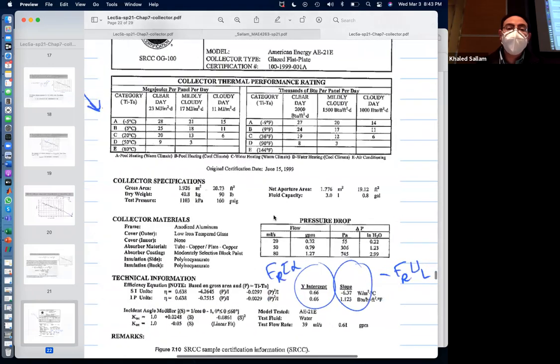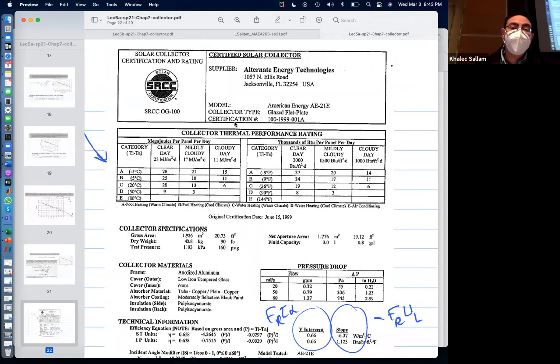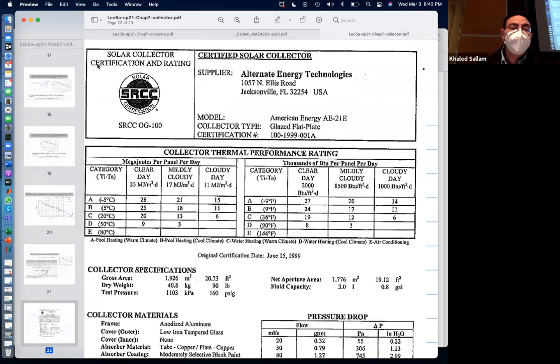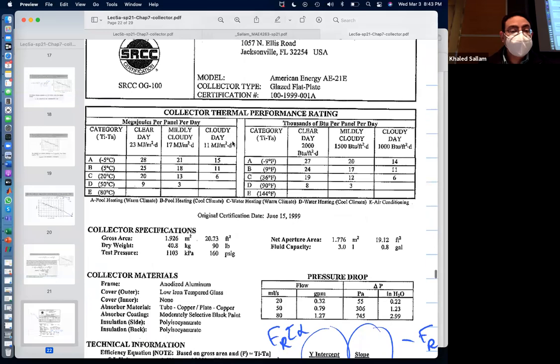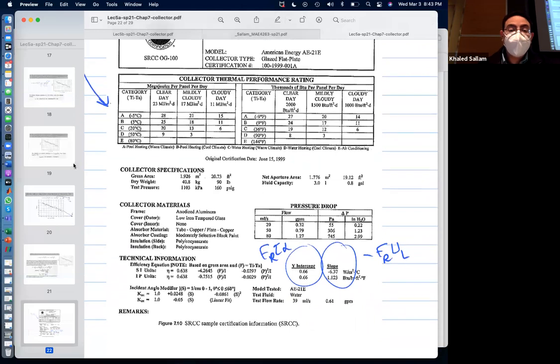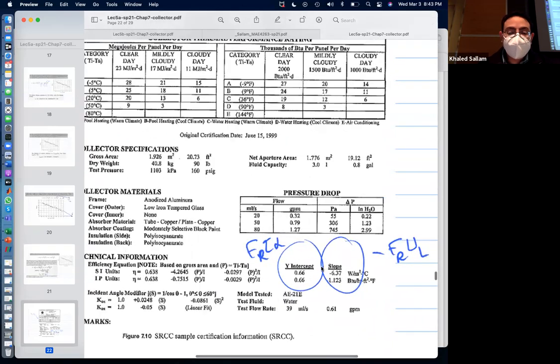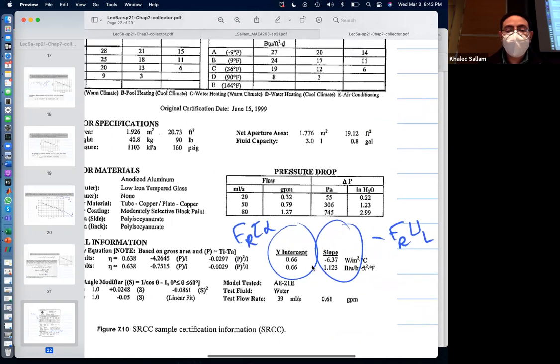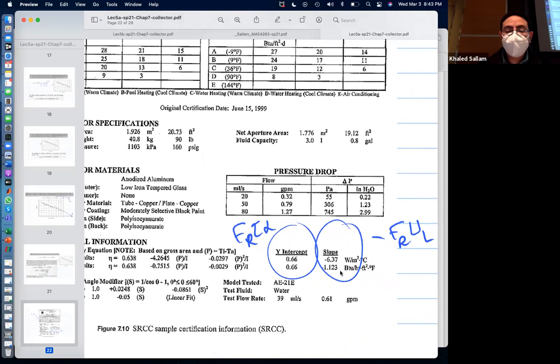So those would be the typical chart that you'll get for different models. Okay, so the supplier, and this solar collector certification and rating. Those are the people who are doing the certification, and this is the supplier who gave them the collector and said, "Can you please test my EE21 model?" And so they test at different temperatures, clear day, radiation, and out of this, what we really care about is the intercept and the slope: FR tau alpha and FRUL.